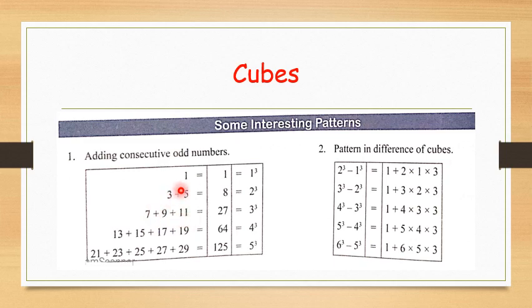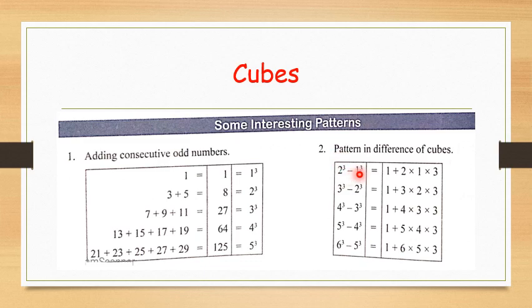Then 7, 9, 11. What comes after 5? 7, 9, 11, then that gives 27, which is the cube of 3. After 11, which come? 13, 15, 17, 19, their sum is 64. Then after 19, 21, 23, 25, 27, 29, sum is 125. Interesting facts are there. Okay.